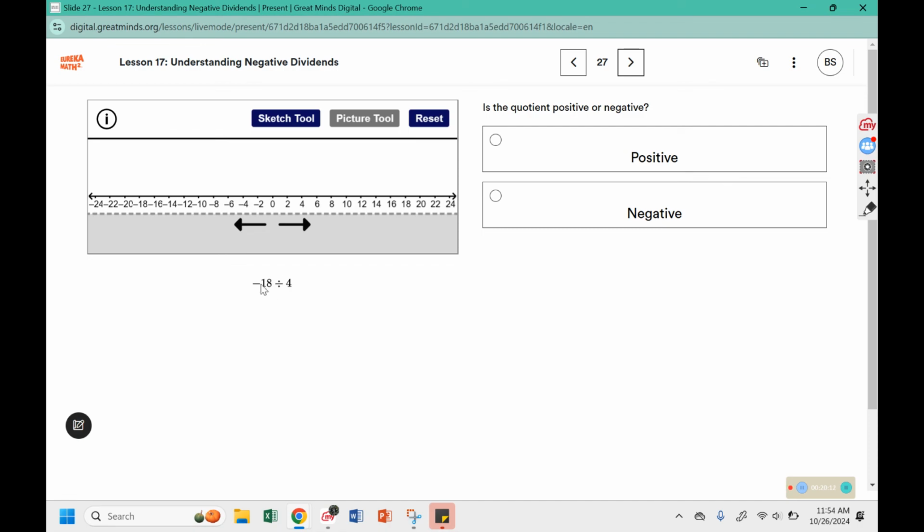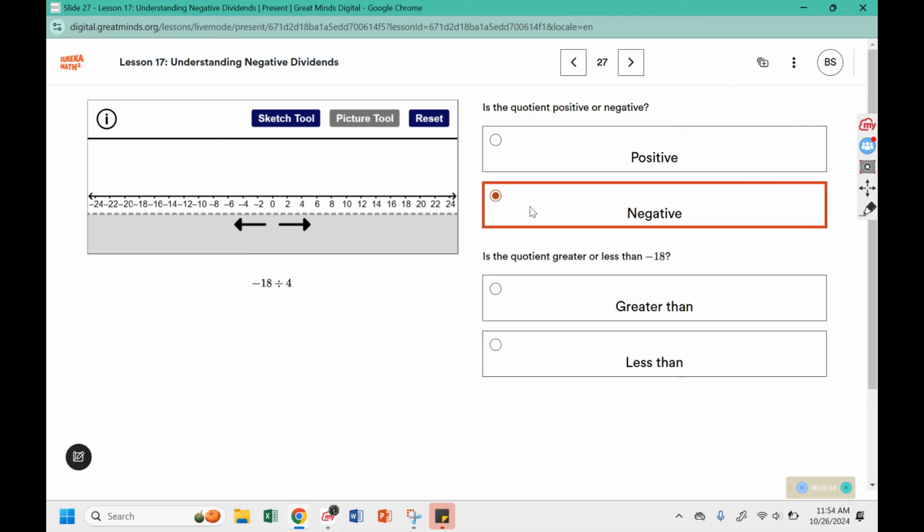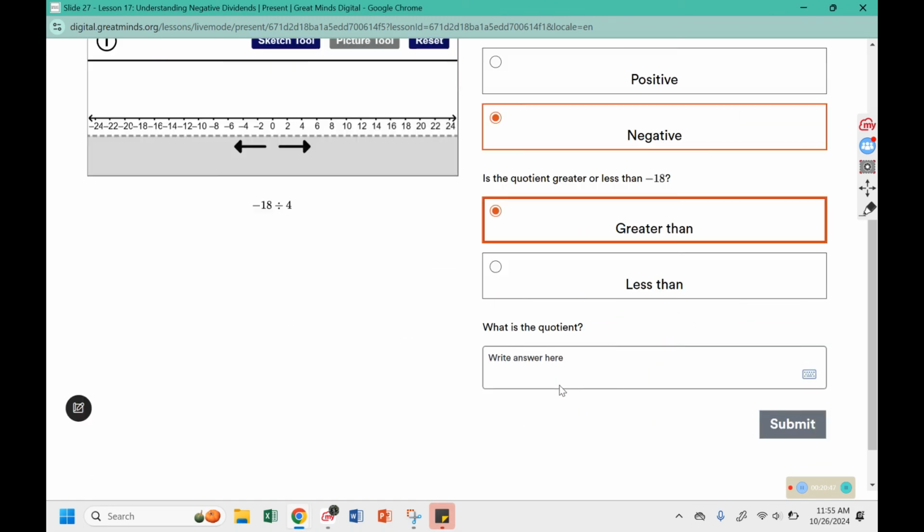These have different signs, so the quotient will be negative. 18 divided by 4. Well, 18 divided by 2 is 9. And 9 divided by 2 would be 4.5. So negative 18, excuse me, divided by 4 should be negative 4.5. Negative 4.5 is farther to the right on the number line than negative 18. So that is greater.